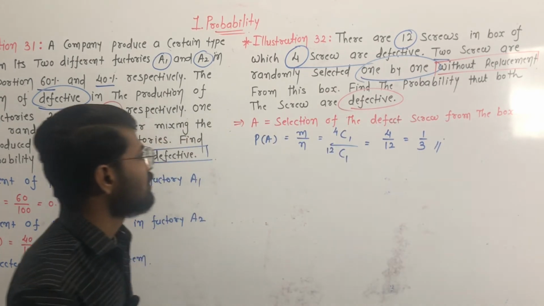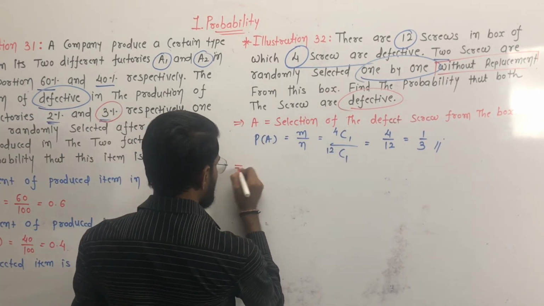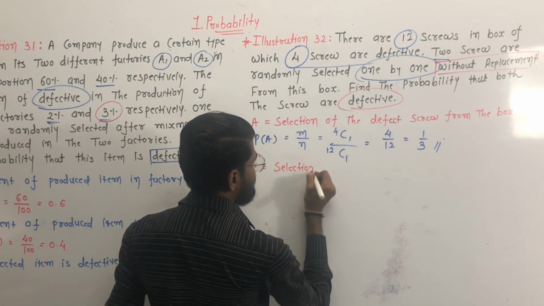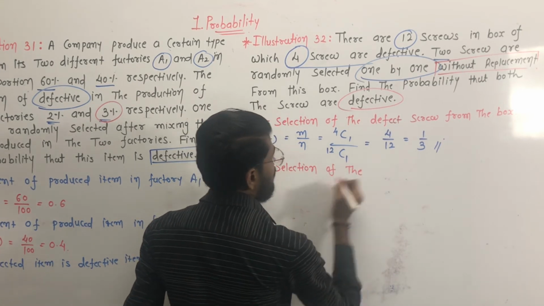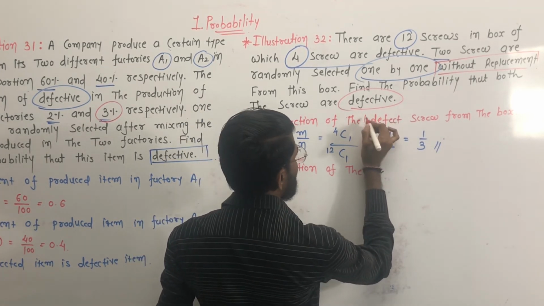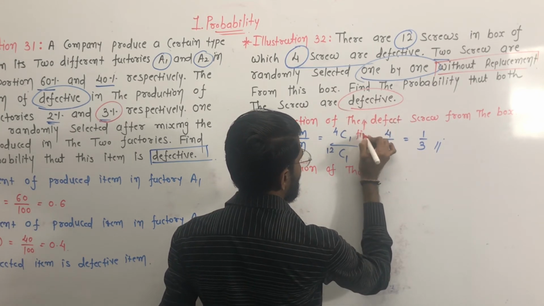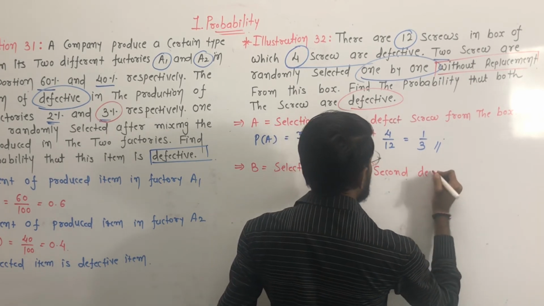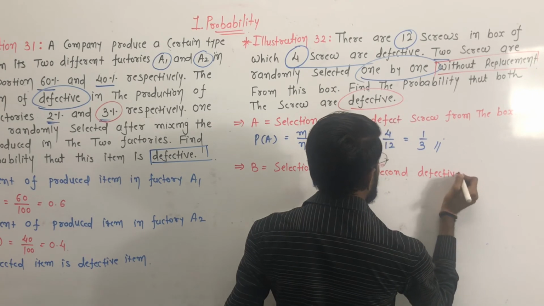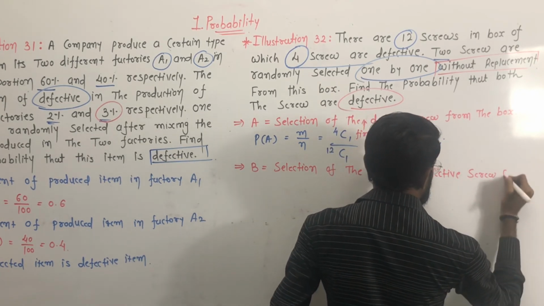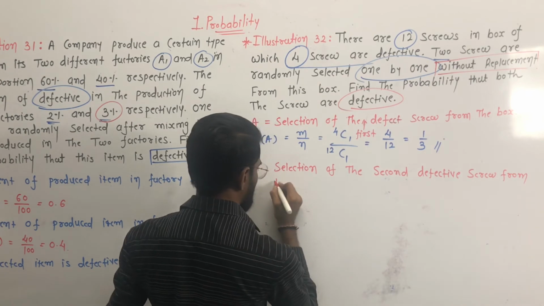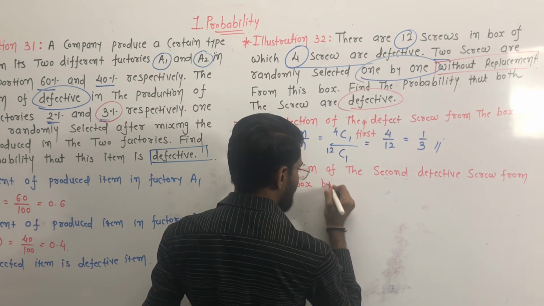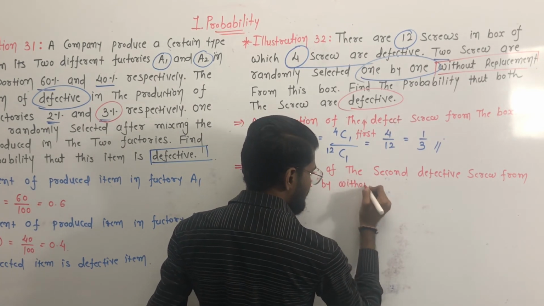Okay, now we have to select a second defective screw. There is the selection of the first defective screw, and the selection of the second defective screw from the box, without replacement. Clear? Okay.